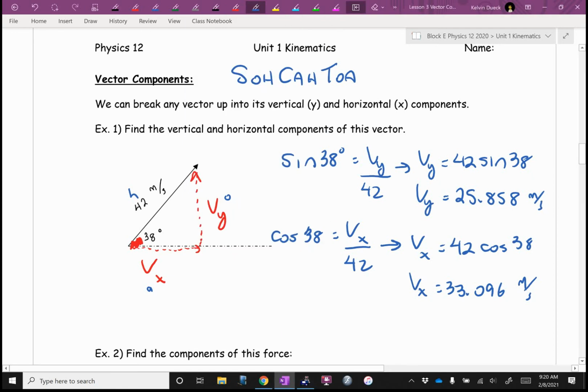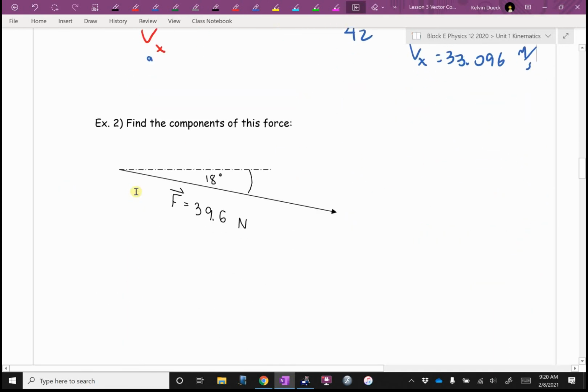Now, why would we do that? It's much nicer to deal with things horizontally and vertically than to deal with things at an angle. If I can avoid dealing with things at an angle, I'll try and do that. Example 2 says, find the components of this force, horizontal and vertical. I guess I tend to almost always draw horizontal first. And then there's vertical. I'll call this Fx. I'll call this Fy.